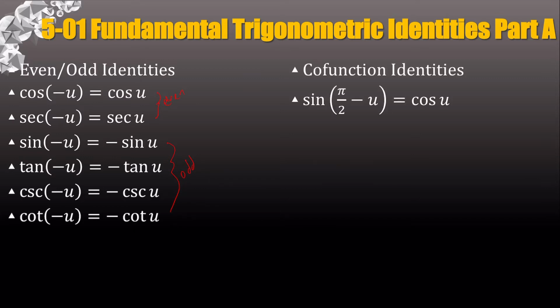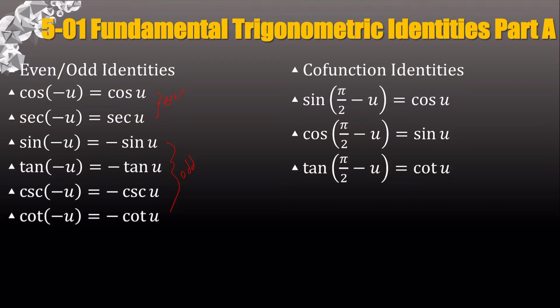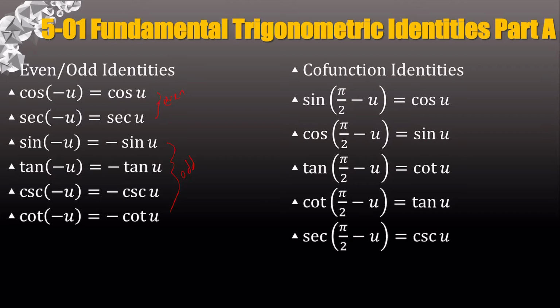And the cofunction identities. Sine of pi over 2 minus u equals cosine. Cosine of pi over 2 minus u equals sine. So these are the sine and the cosine. Tangent and cotangent. Secant and cosecant.